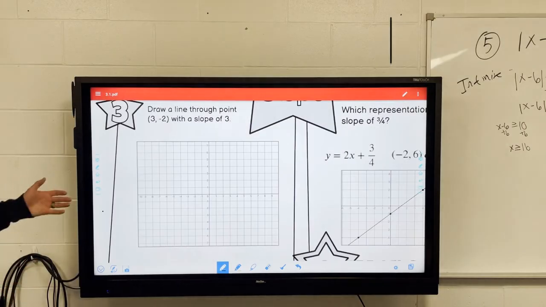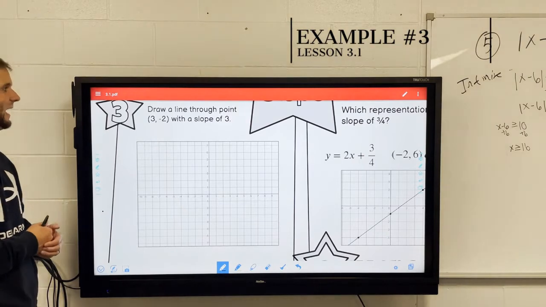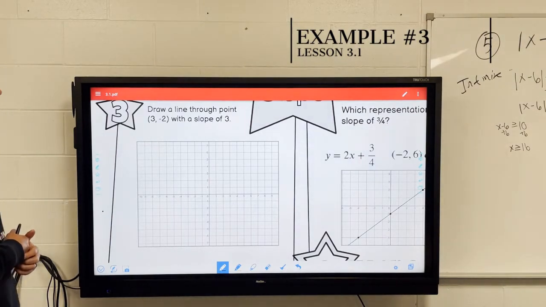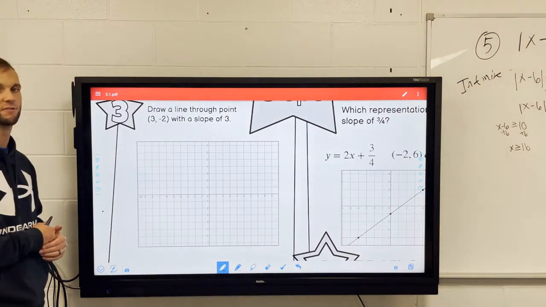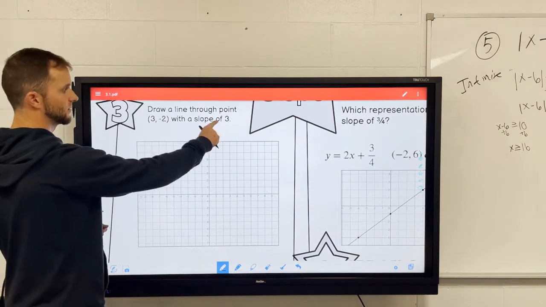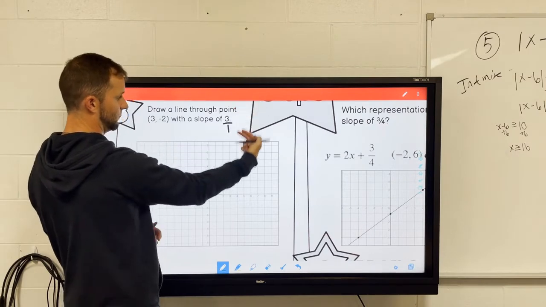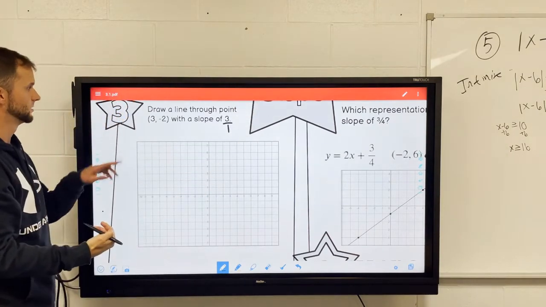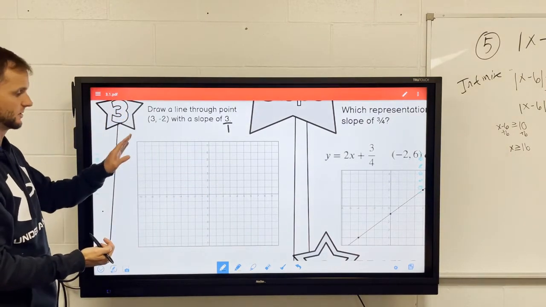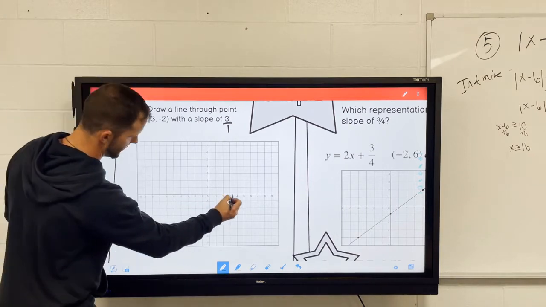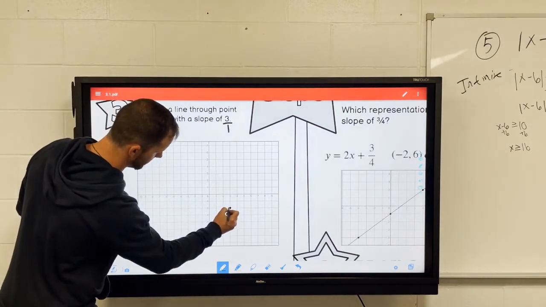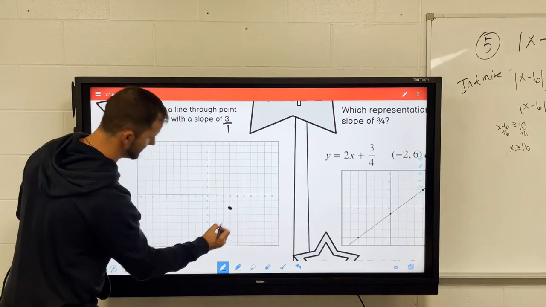All right, looking at example number 3, it tells me to draw a line through the point 3, -2 with a slope of 3. So remember, my slope is 3, so if I put this over 1 as a fraction, that's going to be rise over run, correct? Okay, so what I'm going to do is I'm going to go ahead and plot this point, so 3, -2. So I'm going to go over 3, and I'm going to go down 2. So right there is that point that it wants me to plot.